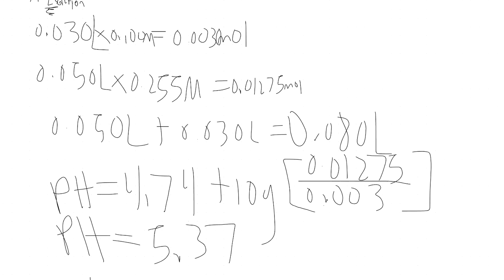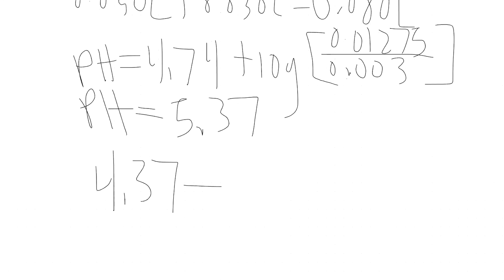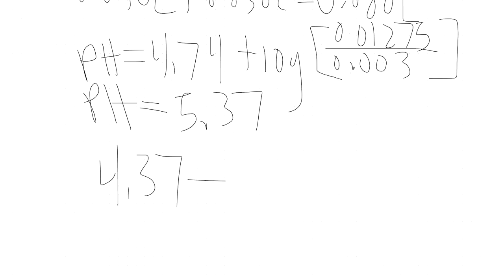So that's minus 1. And then 5.37 plus 1 would be 6.37. And that's your buffer capacity.